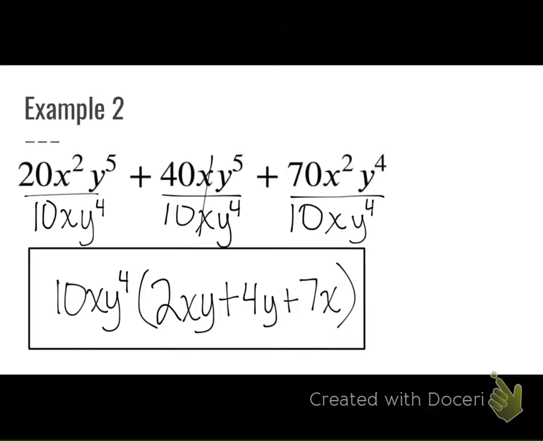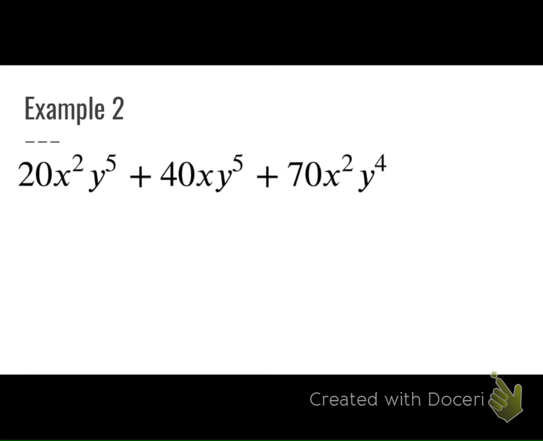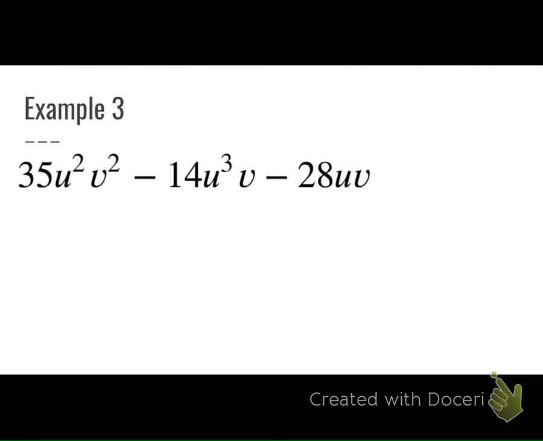All right, let's get on to example 3. If you're not sure about what the GCF of the numbers is going to be, you could write your prime factorization. Like the prime factorization for 35 would be 5 times 7. For 14, it would be 2 times 7. And for 28, it would be 2 times 2 times 7. So the only number they all have in common would be the 7s. So I know I can divide all of them by 7.